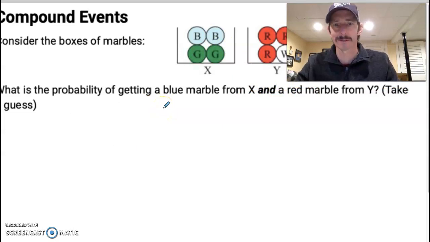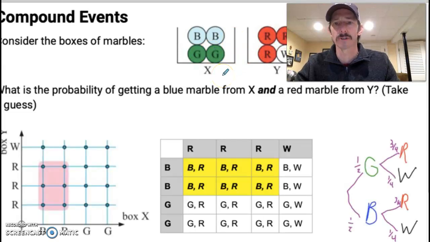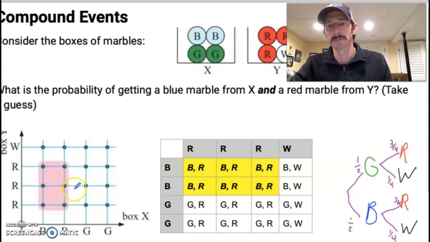So take a guess, just picking 1 marble out of here, it's blue, and then picking 1 out of here and it's red. What do you think the chances of that happening in that combination? So let's look at our answers with the grid. Again, if we make the grid, notice that we have 4 by 4, so we have 16 outcomes, and 6 of them would result in that particular outcome I'm interested in.